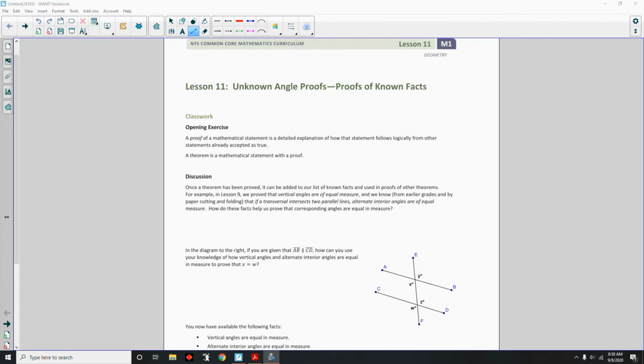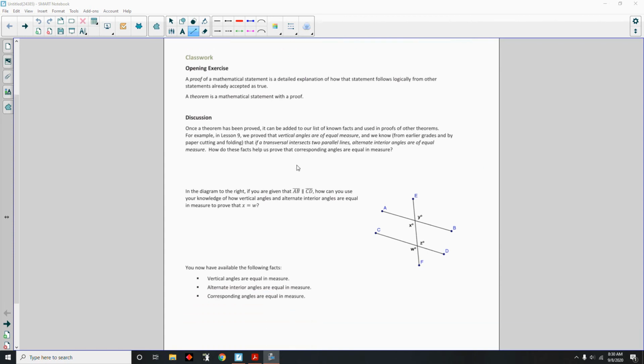Okay, welcome to Lesson 11, Unknown Angle Proofs, Proofs of Unknown Facts. Okay, classwork opening exercise. A proof. So there is a vocabulary word. A proof of a mathematical statement is a detailed explanation of how that statement follows logically from other statements already accepted as true. And then we have this word. A theorem is a mathematical statement with a proof.